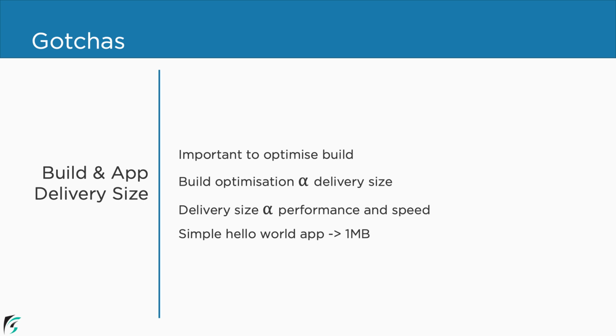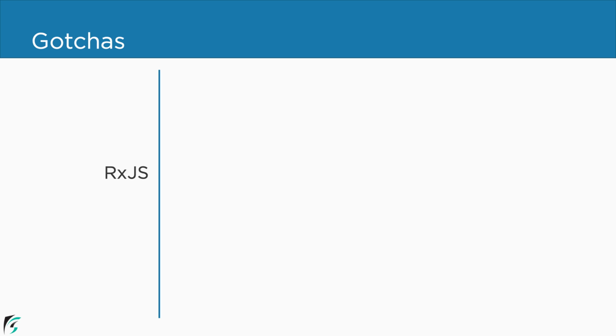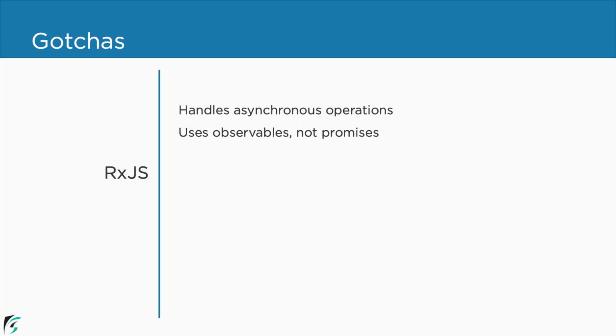Despite continuous improvement in this part of Angular, we need to keep a close eye on it. Getting the build wrong can negatively affect the performance of our application. The last on our list is RxJS. Angular heavily relies on RxJS. It handles the asynchronous operations, and this uses observables instead of promises, which is even more complex.